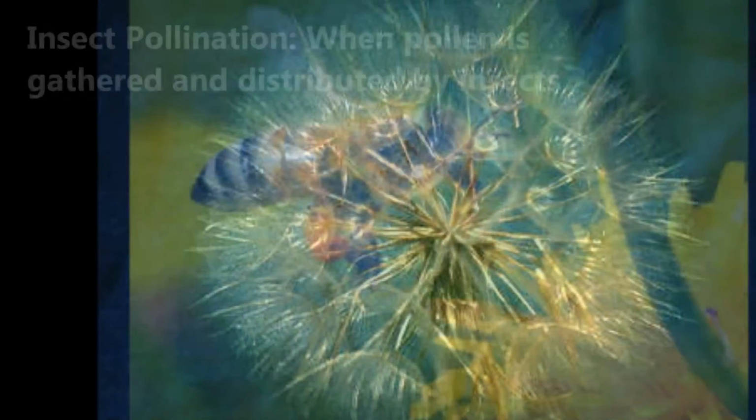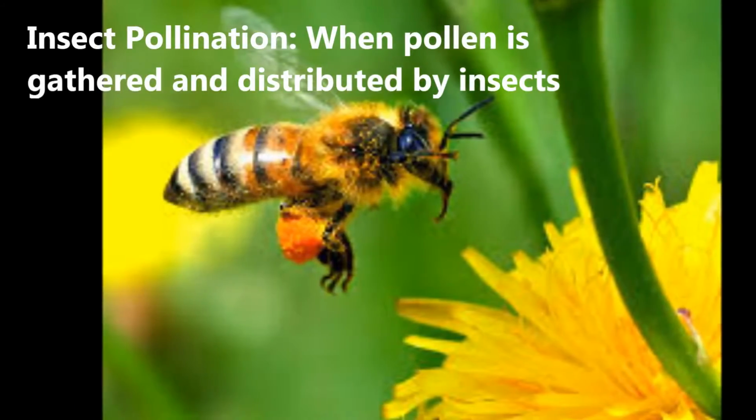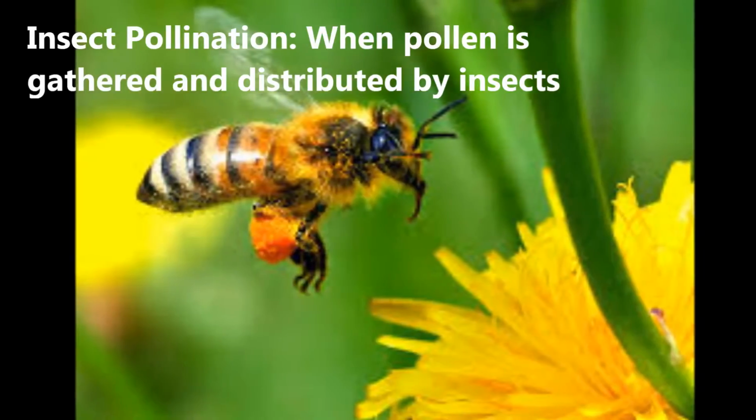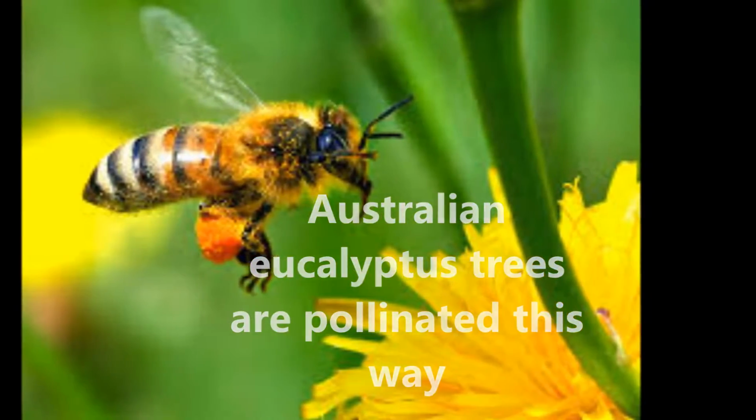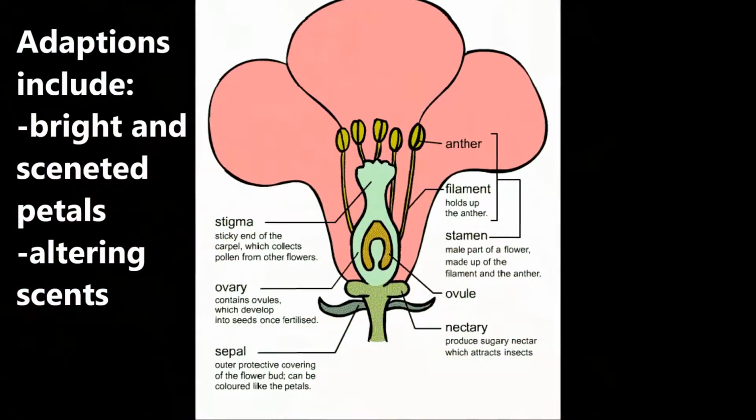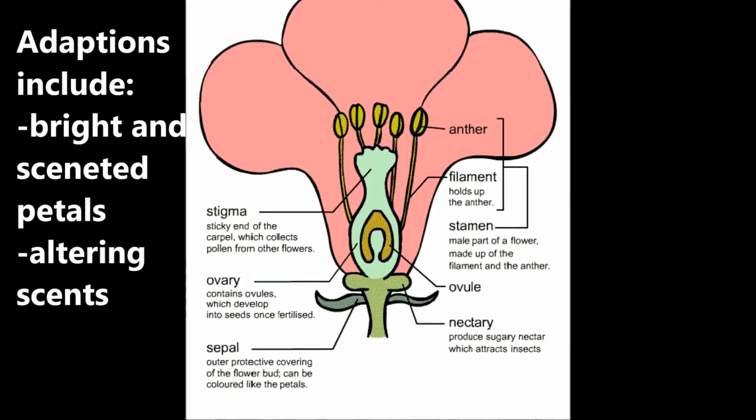flowers with extended stigmas. Insect pollination involves insects, most commonly bees, moving from flower to flower, transporting and gathering pollen from an anther to a stigma. Adaptations include producing brightly colored and scented petals to attract bees.